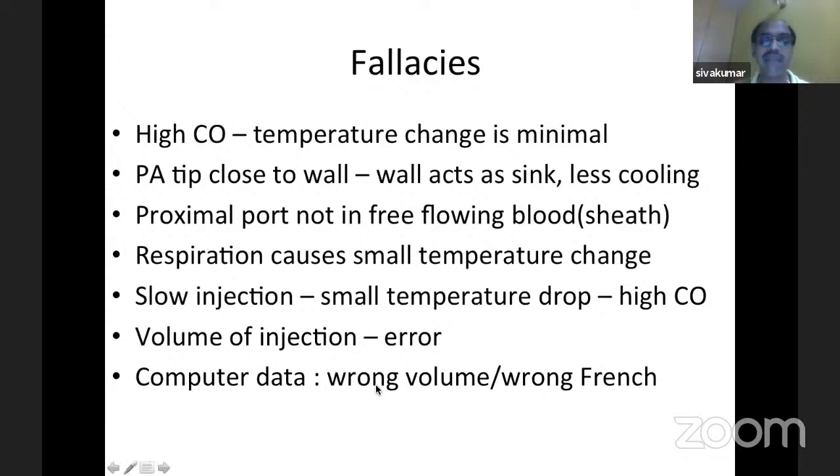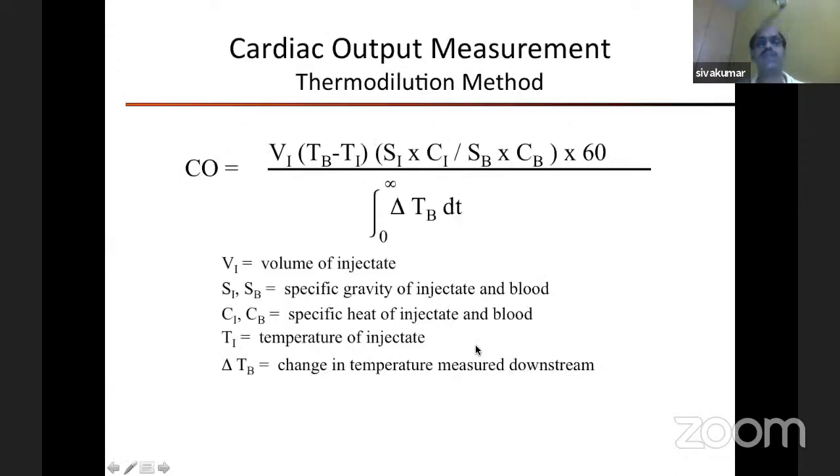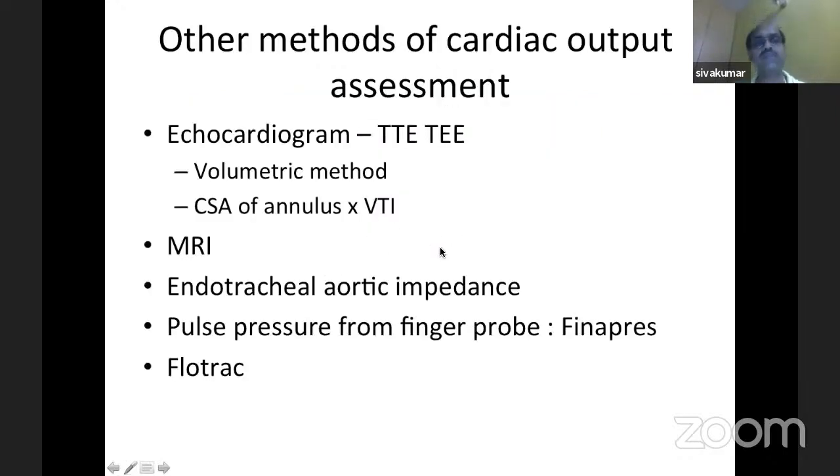The computer data can be wrong. You can enter the wrong volume and you can enter the wrong French size; you have to feed whether it is a 5 French catheter or a 7 French catheter. Otherwise the machine will make errors. The thermodilution method is based on a formula which depends on the volume that you are injecting, the temperature of the blood and the temperature of the injectate, the specific gravity, the specific heat, and the change in the temperature. That delta TB dt is the change in the temperature.